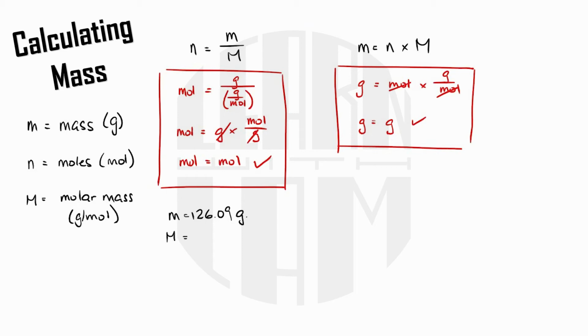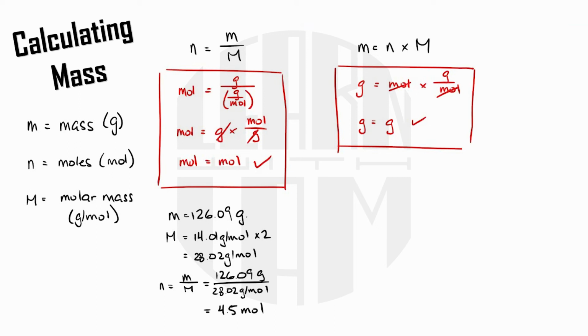Just a reminder that because we're dealing with nitrogen gas, which is made up of two nitrogen atoms, we have to multiply the molar mass of nitrogen by 2, so 14.01 grams per mole times 2 gives us 28.02 grams per mole. From there, we can substitute our givens into our equation. So moles equals mass over molar mass, which is 126.09 grams divided by 28.02 grams per mole. And that gives me 4.5 moles.